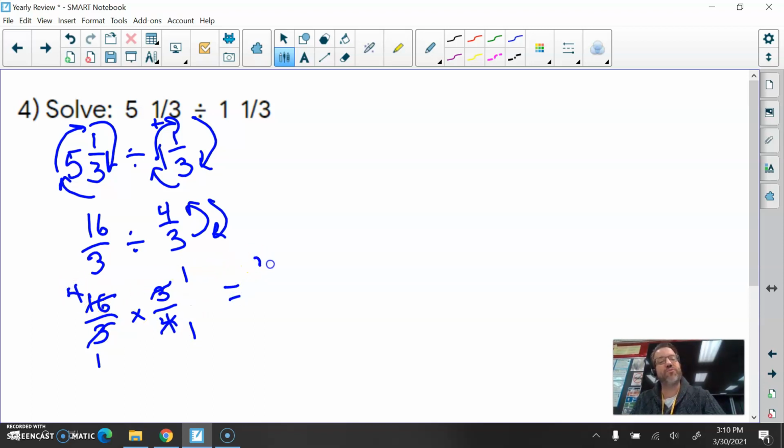4 times 1 is 4 over 1 times 1, which is 1. And you know what? 4 divided by 1 is just 4. Any fraction over 1 is a whole number. 4 is our answer.